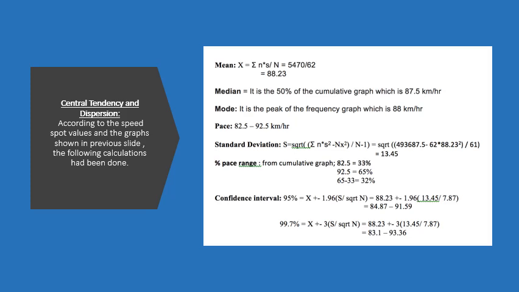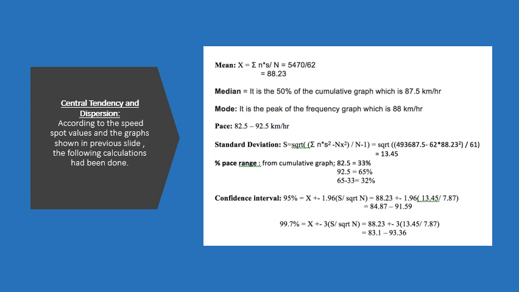The median is found from the cumulative graph, which is 87.5 km per hour, as we said on the previous slide. The mode is the peak of the frequency graph, which is 88 km per hour. Then from the graph, we found the pace to be between 82.5 to 92.5 km per hour. Then we found the standard deviation, which is equal to 13.45.